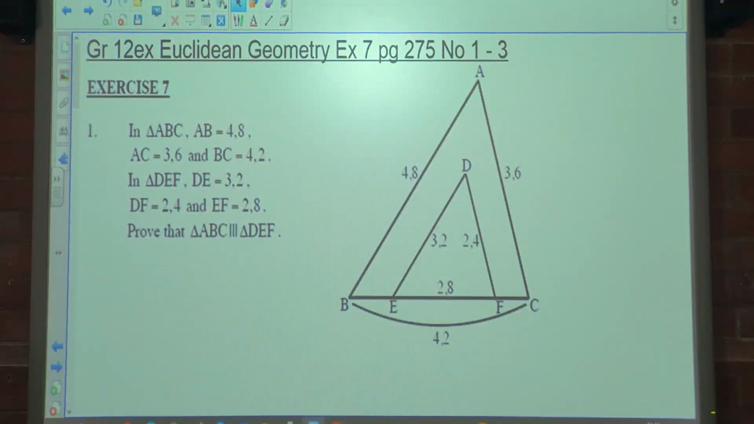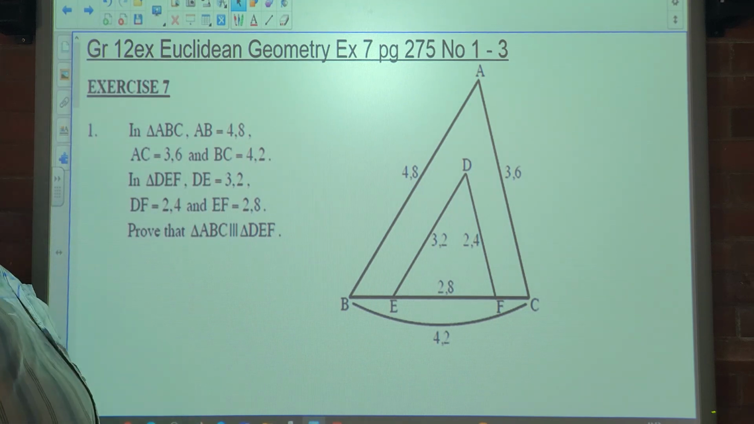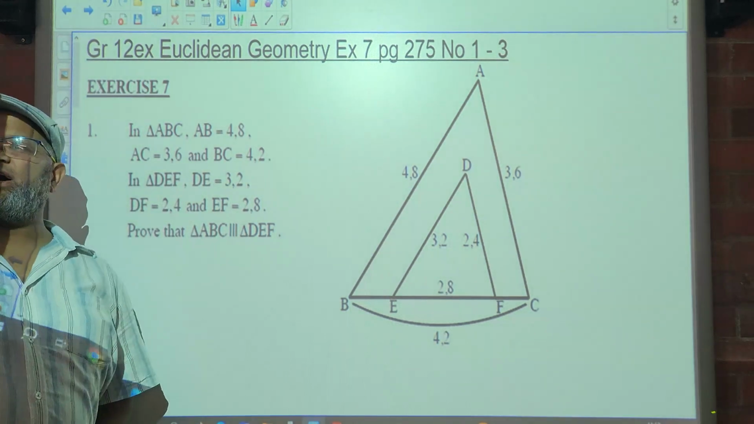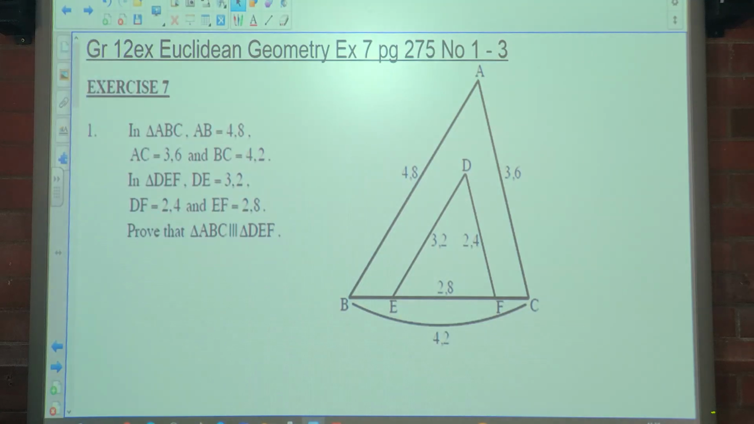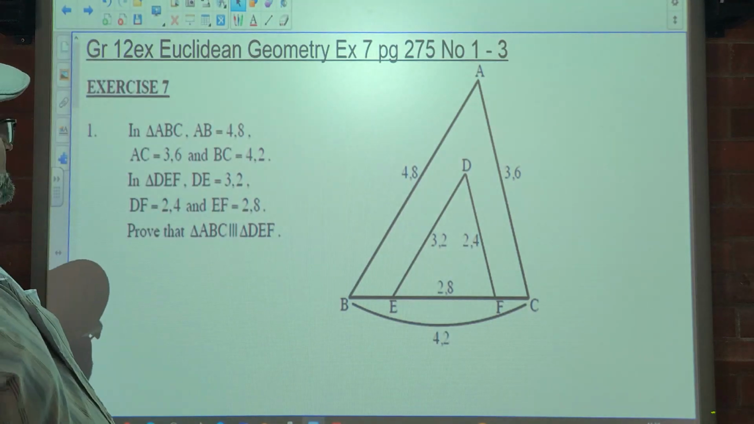Okay, good morning, class. So today we're looking at exercise 7 on page 275. We're looking at numbers 1, 2, and 3.